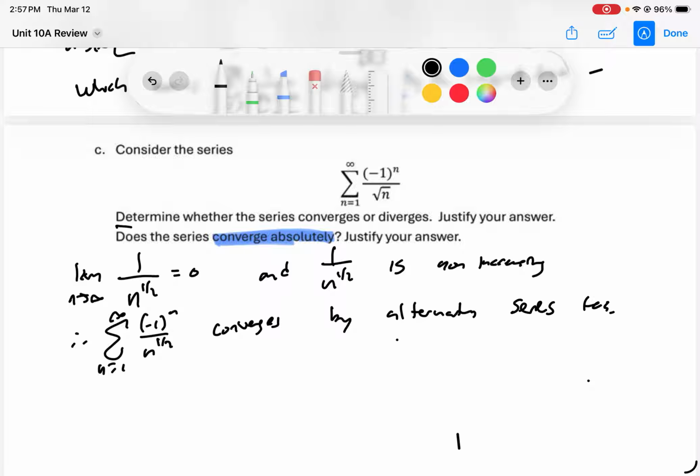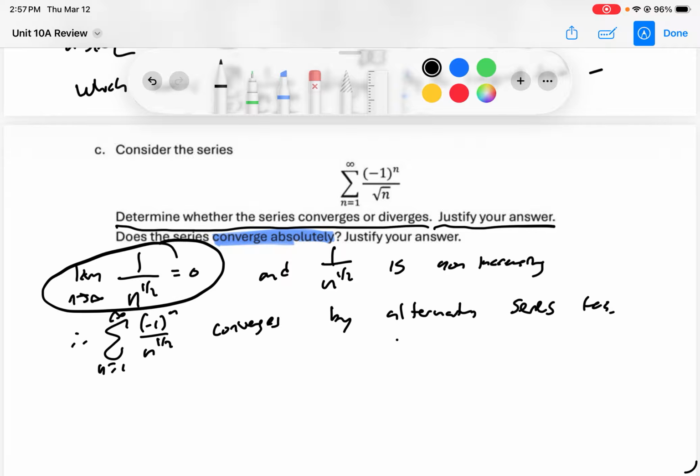So first part done, determine whether this series, so the alternating series, converges by the alternating series test, and I justified it by showing that the limit of the sequence was 0 and that the sequence is non-increasing, and I stated that. So does the series converge?